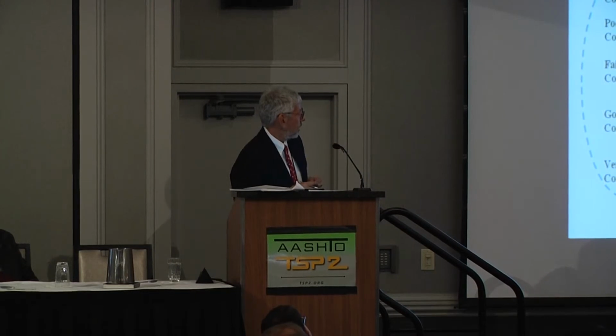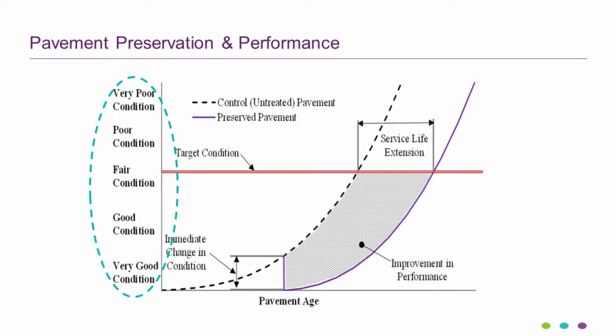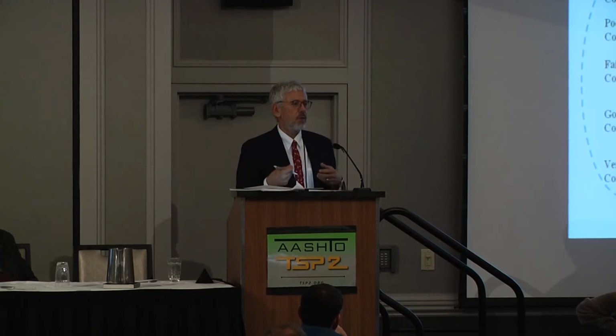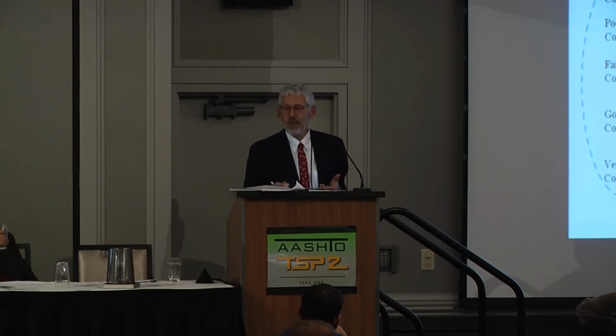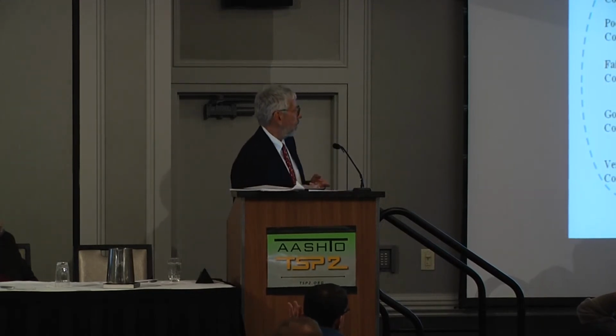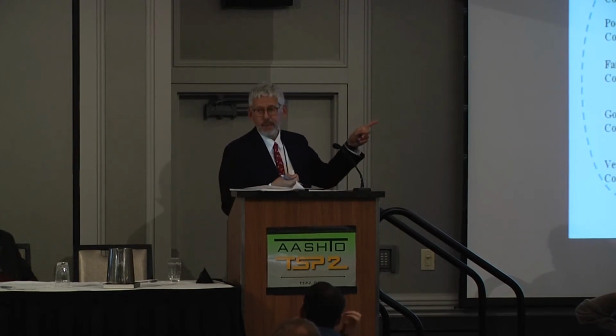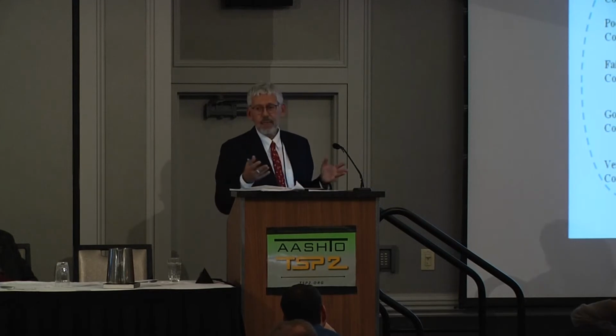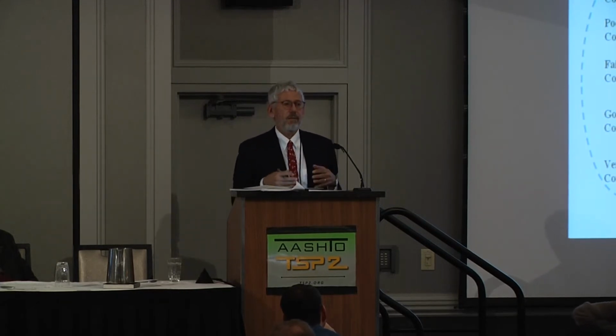Going to the threshold condition for a second, that's the red horizontal line towards the top. It represents the condition beyond which agencies will no longer consider preservation. The reason I'm going back to it is that in the study we used it to define service life extension. It was basically the difference in pavement ages at the intersection between the treated and the untreated, and that defined the service life resulting from the preservation treatment.